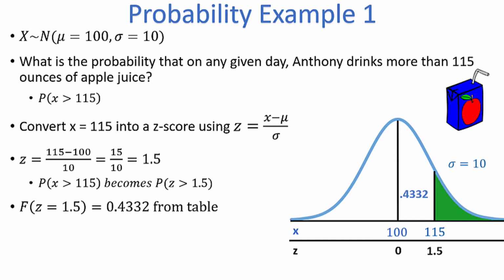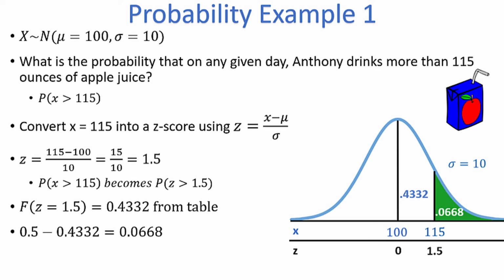0.4332 plus the unknown green shaded area adds up to 50%, which means we can subtract 0.4332 from 0.5 to get the missing area. 0.5 minus 0.4332 equals 0.0668, which is our desired probability.